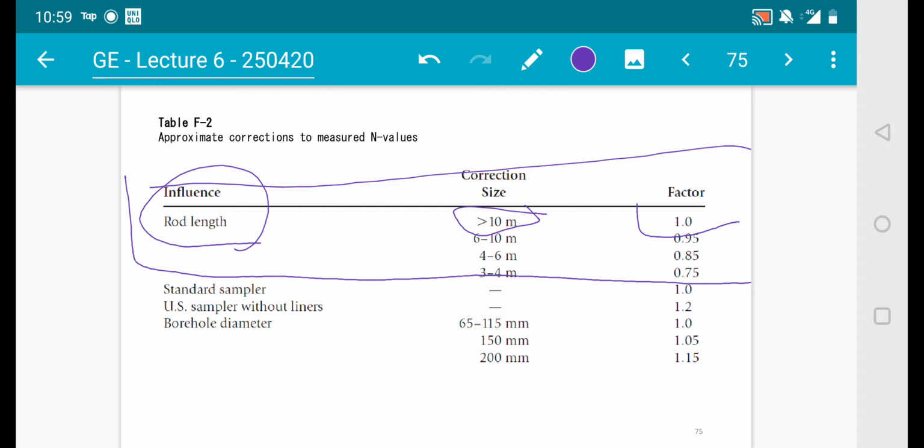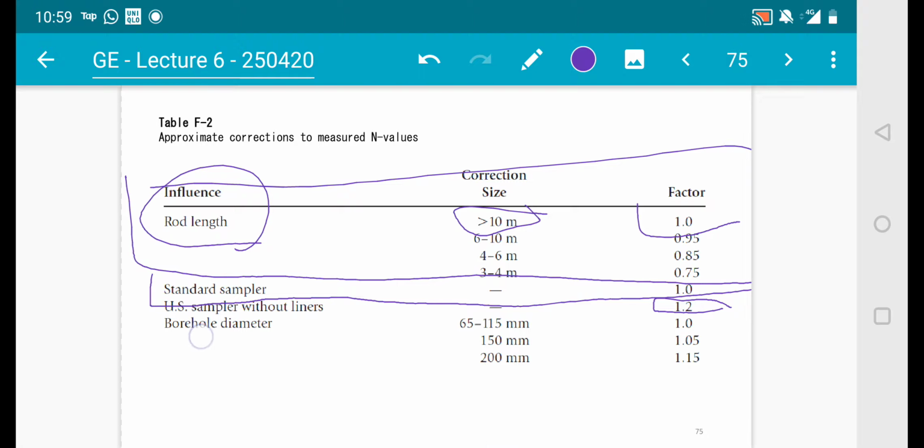NSPT. And we also have a standard sampler. If you have a standard sampler, the factor is just 1. We have another type of sampler; you need to find another established chart for this one. Now, a US sampler without liners, the factor is 1.2. Okay, we have another chart; you have to find a full chart for this. This is just a summarization and only certain information is taken here.